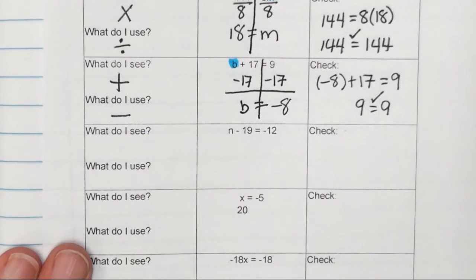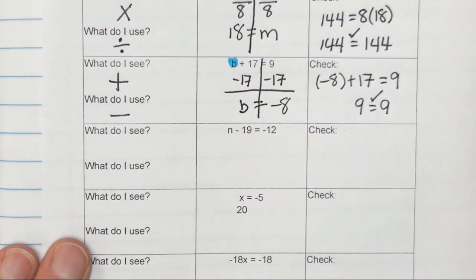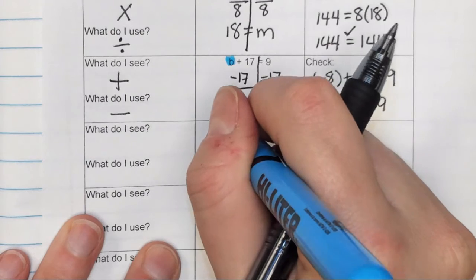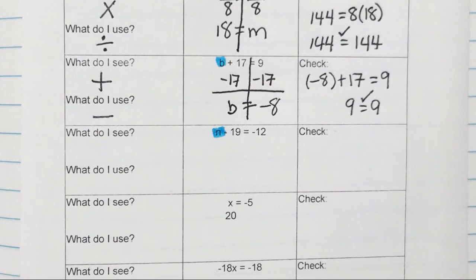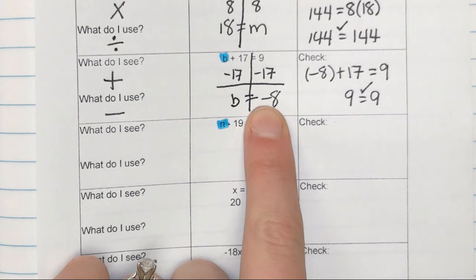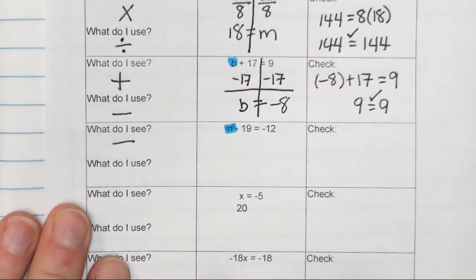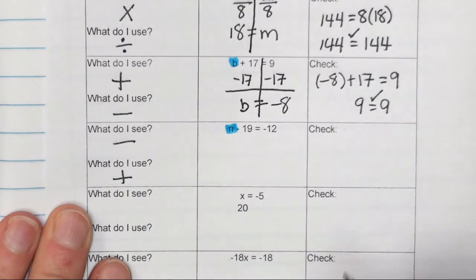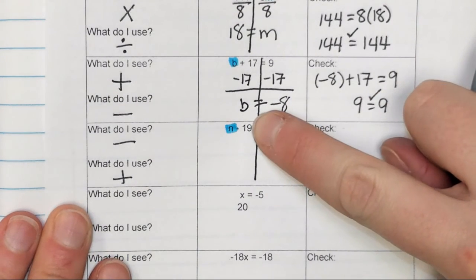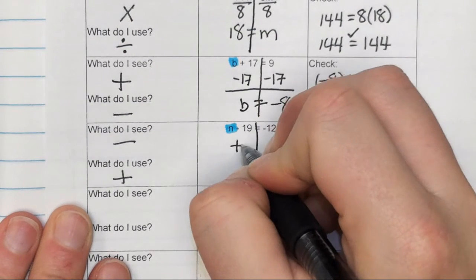All right, what operation do I see here? So I'm going to find my variable. It's n. And I'm focused on the left-hand side of my equation again, so I'm going to cover up the right. I see n minus 19, so I see subtraction. So I'm going to use the opposite. I'm going to use addition. Draw my wall. Focused on the right. N minus 19. So I'm going to add 19.